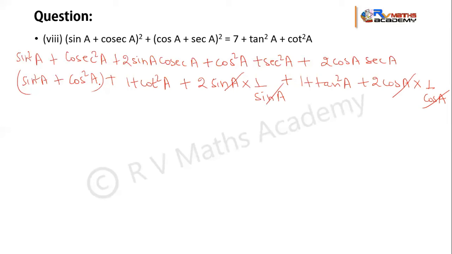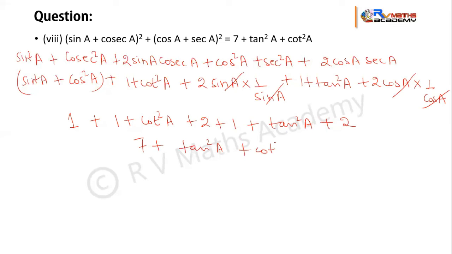You will get sin square A plus cos square A is 1. So 1 plus 1 plus cot square A plus 2 plus 1 plus tan square A plus 2. Now add all the constant terms. So 1 plus 1, 2, 2 plus 2, 4, 5, 6, 7. So you will get 7 plus tan square A plus cot square A. So this is nothing but the right hand side.